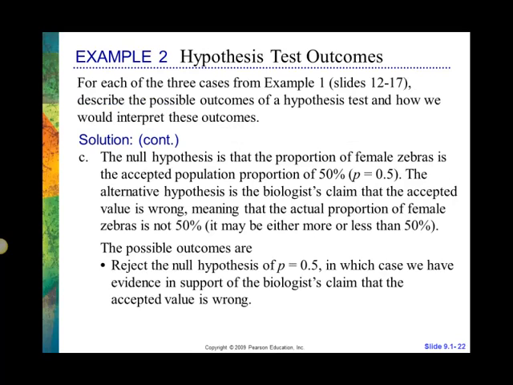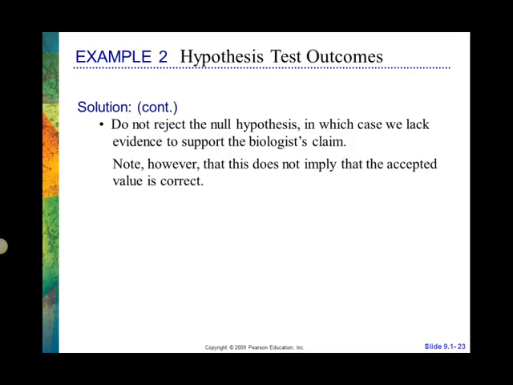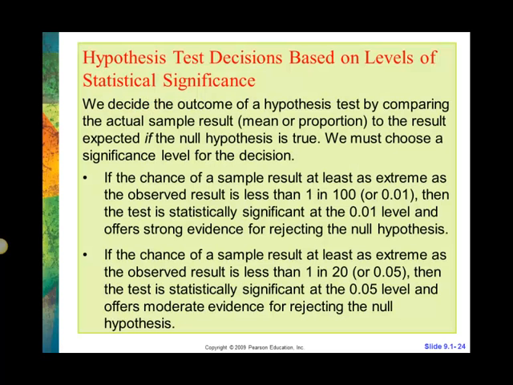Okay. And the last one, we had our 50% population of female zebras, so we can either reject the claim that it's 50%, and so we have evidence to support that that is wrong, or we cannot reject the null hypothesis. Okay, but we again don't have information to accept the 50%. We just don't have enough evidence to support the claim that it is not, that we can't reject it.